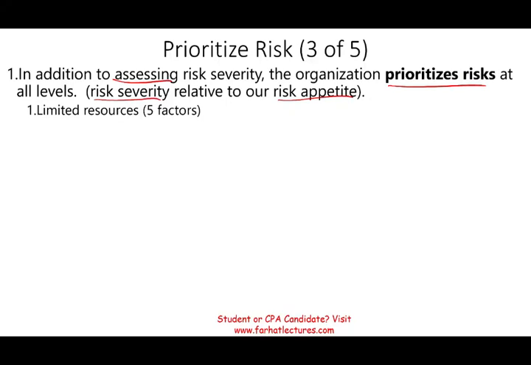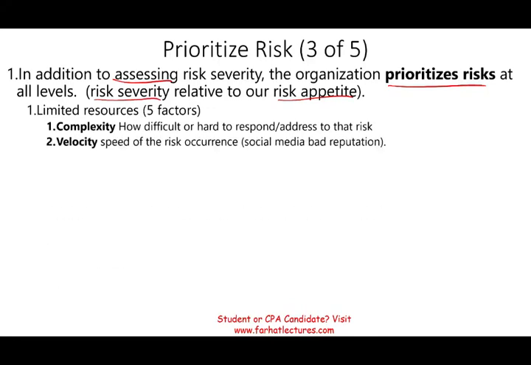Now, there are five factors in prioritizing risk. First is the complexity of the risk: how difficult is it to respond to and address that risk? That's one. Second, the velocity, the speed of that risk occurring. For example, certain risks can spread very quickly. If you're experiencing bad reputation on social media, well, guess what? It might go viral. The velocity of it is very high.